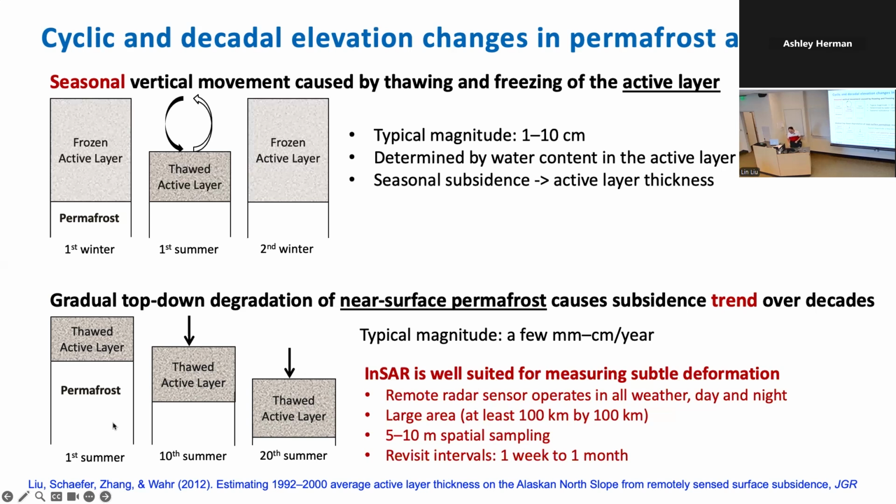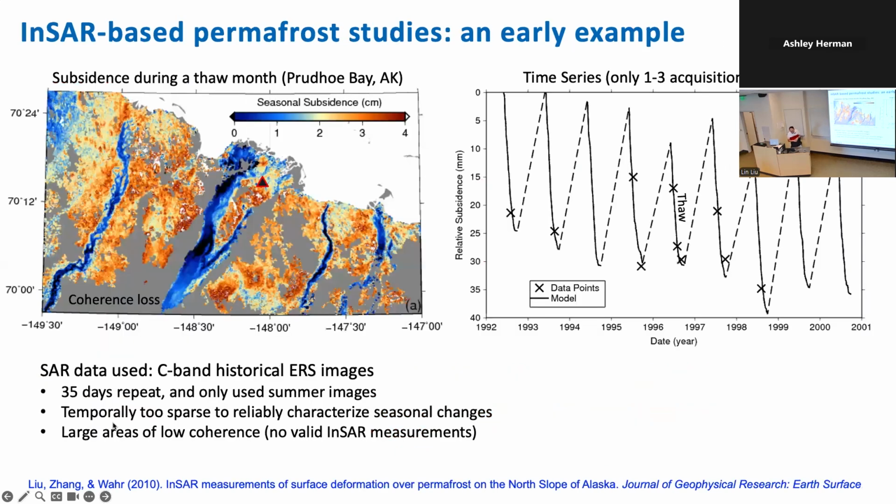All right, so I'm showing you another example. That's one of my first papers on this topic. This is using historical ERS data from the European Space Agency. Look at northern Alaska, this Prudhoe Bay. What this map shows is how the ground moves down throughout the whole thaw season, from early June to the end of August, over 3 months roughly.